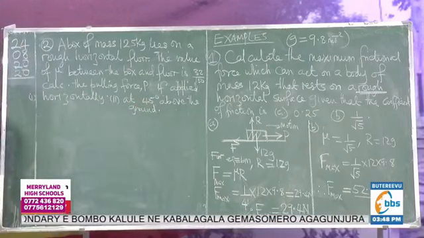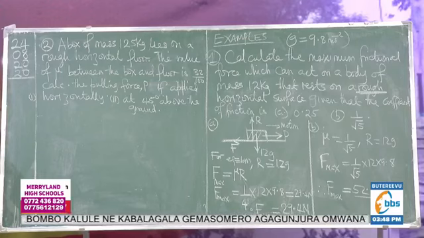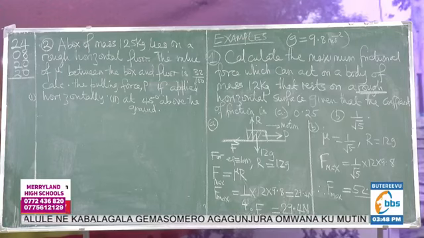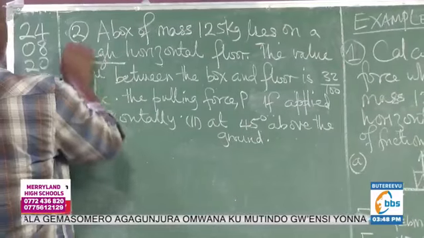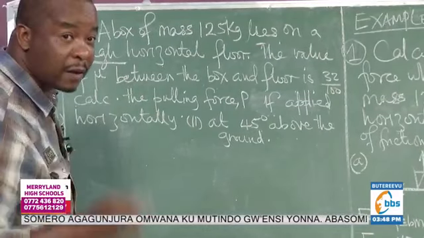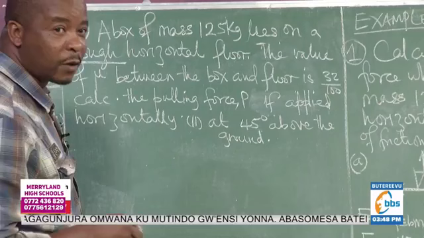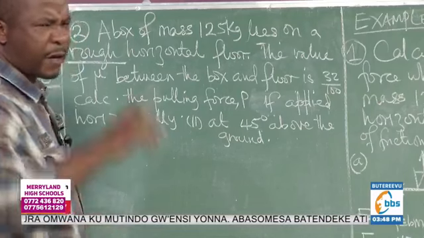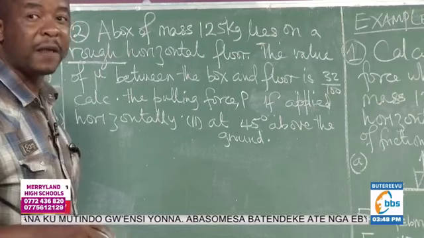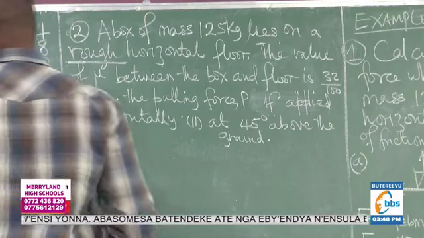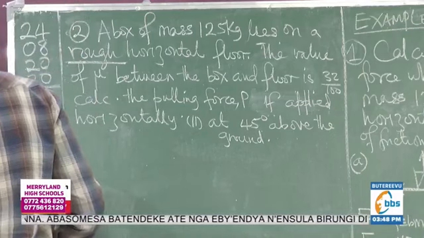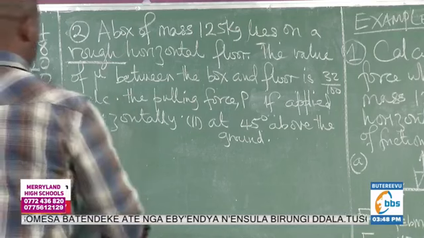The question says, a box of mass 125 kilograms lies on a raft. I want to emphasize this. That word will always be there as long as there is friction. If there is no friction, it will be substituted by the word we call smooth, the opposite. So they want us to calculate the magnitude of the force P.